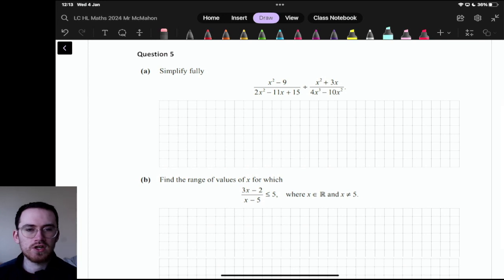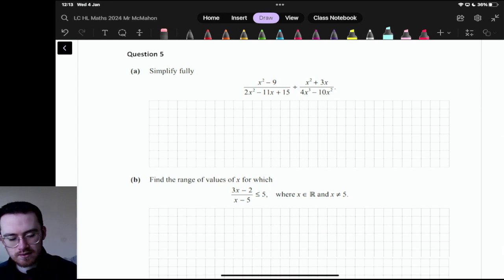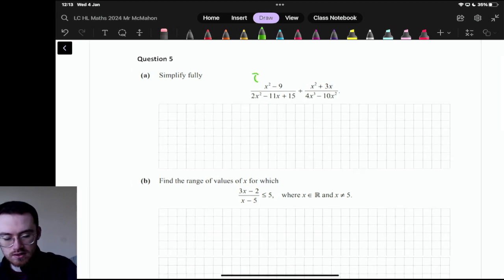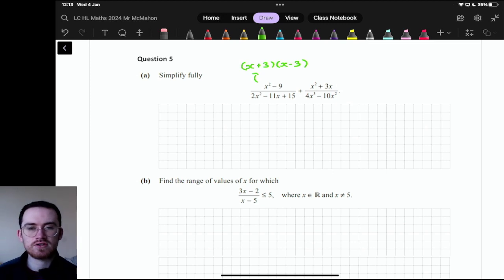So the best way to approach these questions is to go smaller rather than going bigger. When we're simplifying, we want to make it into a simpler form rather than a more complicated form. So let's take a second to look at the different parts of this. If we start off with the x squared minus 9, x squared minus 9 is a difference of two squares, which we've seen in the first question, and it can be written as x plus 3, x minus 3.